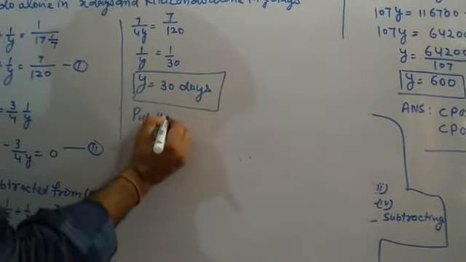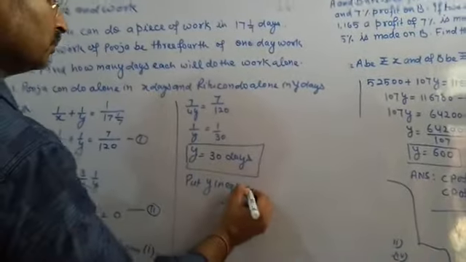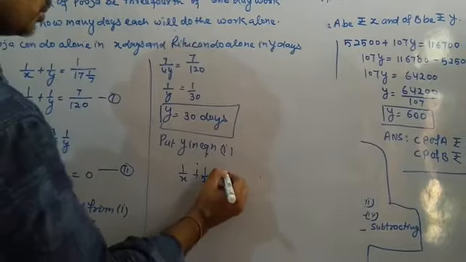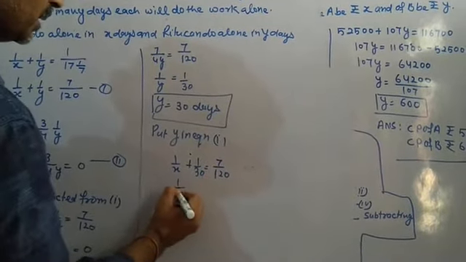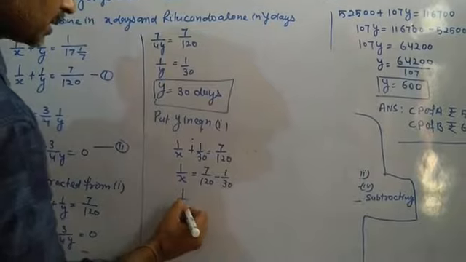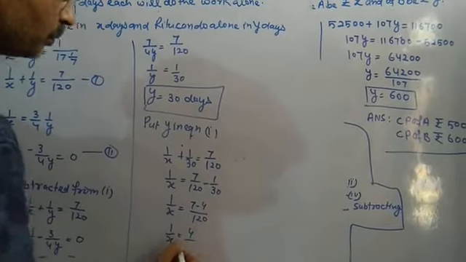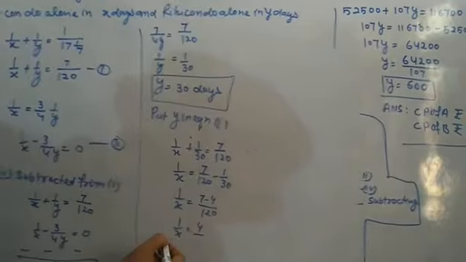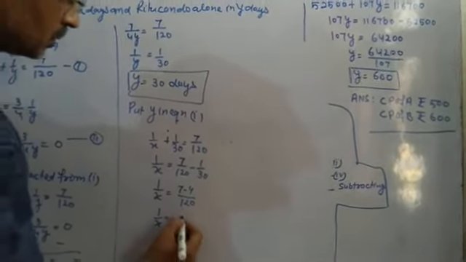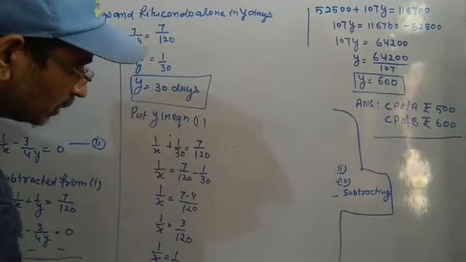Put y in equation 1. 1 by x plus 1 by 30 equal to 7 by 120. 1 by x equal to 7 by 120 minus 1 by 30. 1 by x equal to 7 minus 4 over 120. 1 by x equal to 3 by 120. 1 by x equal to 1 by 40. x equal to 40 days.